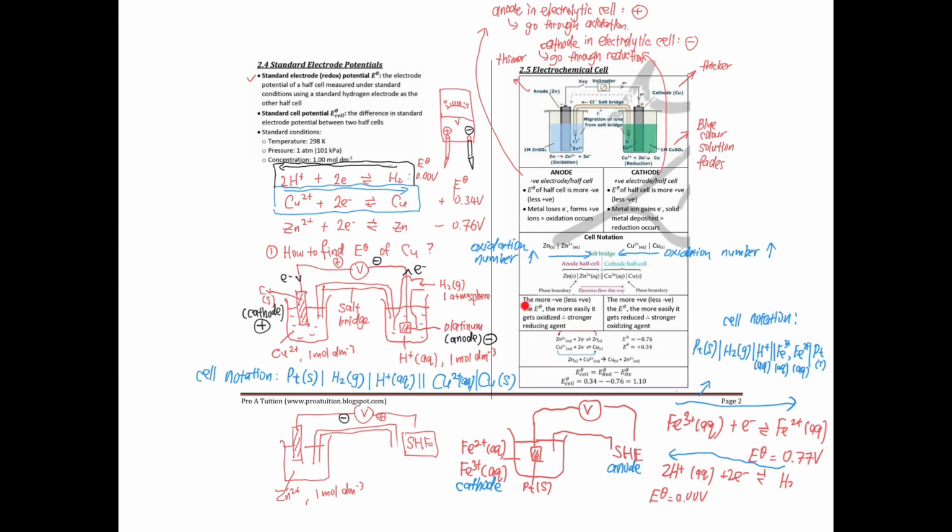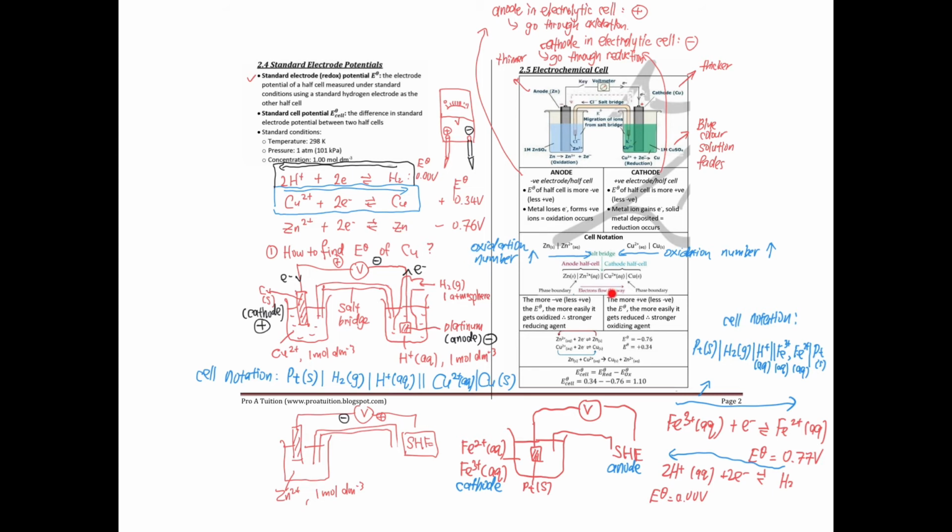Here, the more negative the E theta, the more easily it gets oxidized. Like what I said, very negative, go backwards. That is oxidized. That means it is the stronger reducing agent. If they oxidize, then zinc is a reducing agent. So the idea is like that. A reducing agent is going through oxidation itself. It reduces others. It reduces copper 2+ to copper, but zinc itself is oxidized.